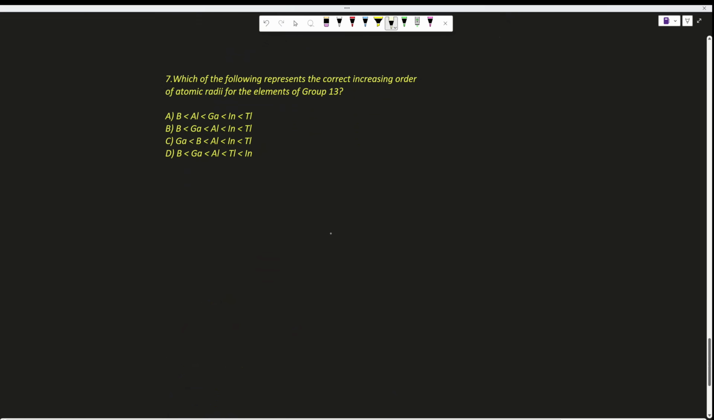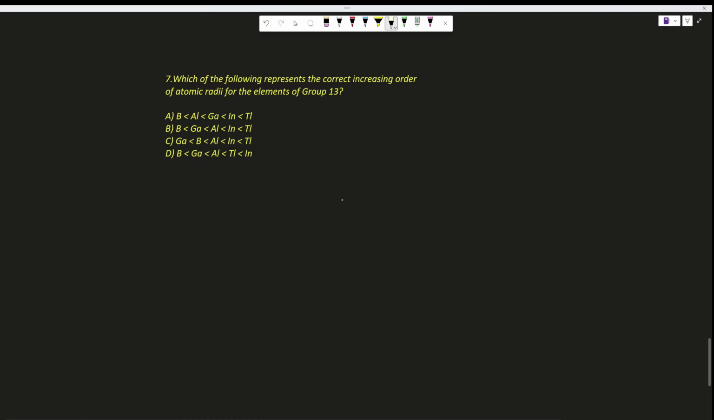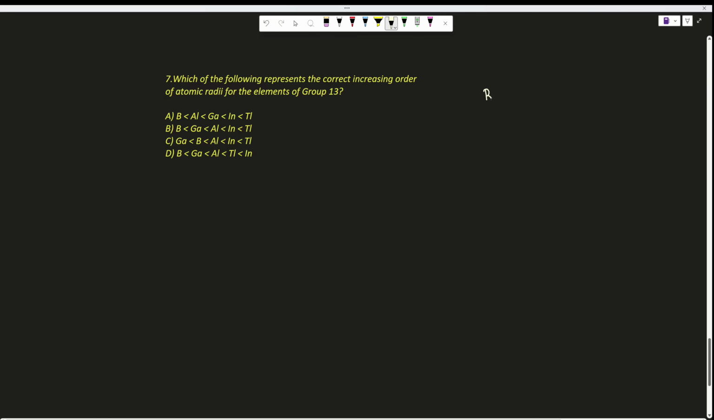Then, which of the following represents the correct increasing order of atomic radii for the elements of group 13? See, this order here in group 13 is very important. You have a few exceptions here. When you consider boron, aluminium, gallium, indium, and thallium, actually down the group size has to increase, right? So when you go from boron to aluminium, size will increase.